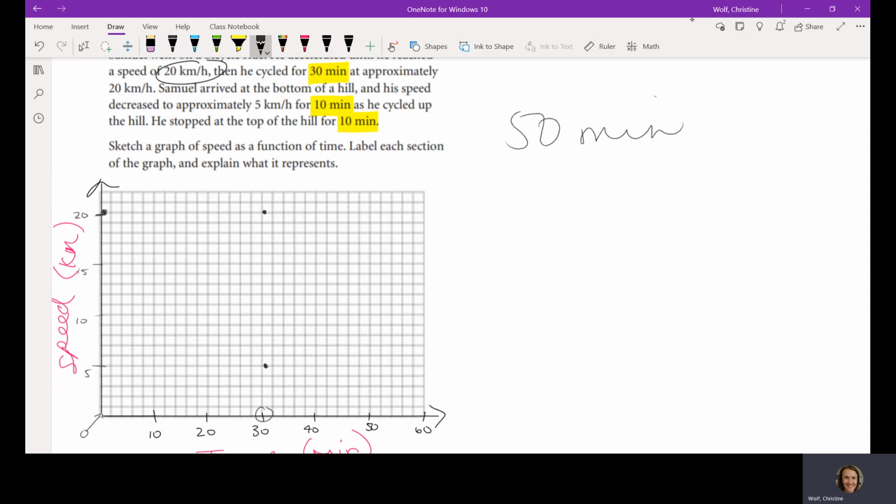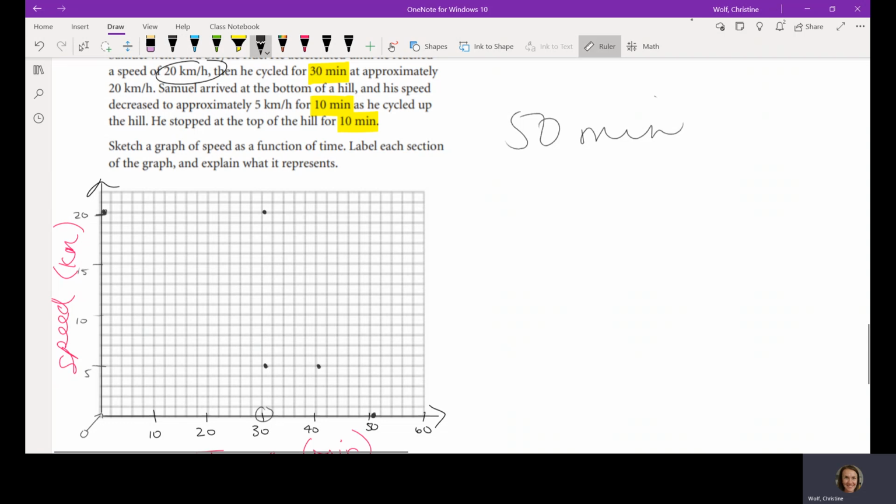But he's at that speed for 10 minutes. So we're just after the 30, so we need to go to just after the 40 to be a span of 10 minutes. And then once he got there, he stopped at the top of the hill for 10 minutes. So if you stop, your speed is 0. And he was at a speed of 0 for 10 minutes. So we're right after the 40 mark. So now we're right after the 50 mark at 0 for speed.